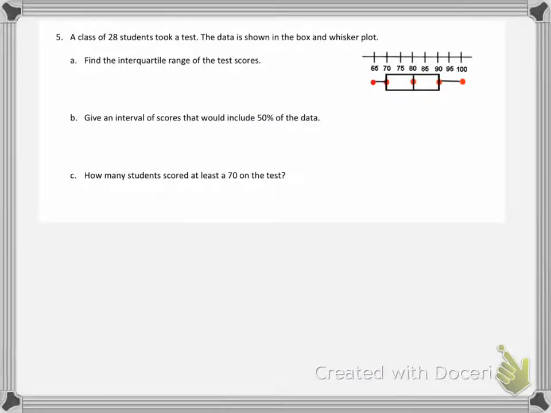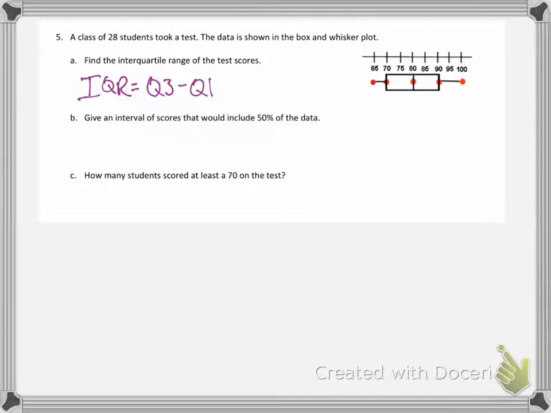Let's take a look at this next example. See some similar interpreting questions here. A class of 28 students took a test. Data is shown in the box and whisker plot. The first thing it wants us to find is the interquartile range. Well, as we know, to find the interquartile range, you have to know the upper quartile and the lower quartile, and you subtract them. So I, again, use just Q3 and Q1. That means the same thing as upper and lower quartiles.